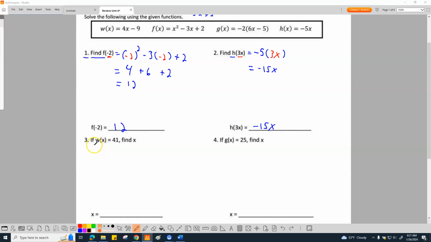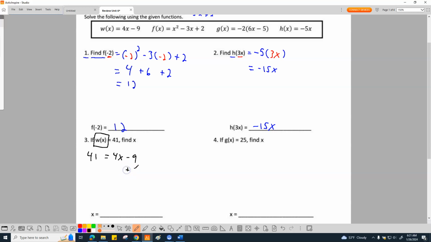Because look, it's saying write down the equation, but this time we want you to replace this entire symbol with 41. So this is the equation, W of x, but now it wants me to replace it. So watch what I do. Instead of writing W of x, I'm going to write 41 equals 4x minus 9. And now this is a normal equation. See how this 41 replaced the W of x, and I wrote down the rest of it?